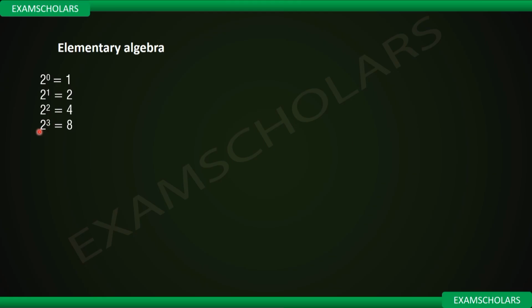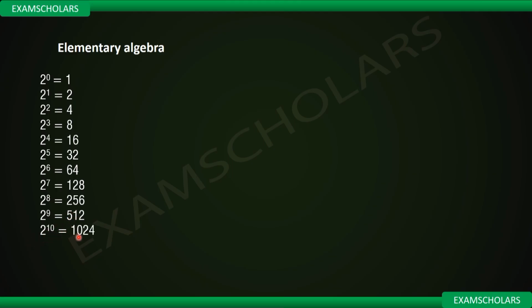2 raised to power 3, that will give us 2 raised to power 2 times 2, or 2 times 2 times 2. 2 times 2, 4, times 2, 8. Now 2 raised to power 4, that will give us 16. 2 times 2 times 2 times 2, that will give us 16. That is 8 times 2. The next one, 2 raised to power 5, you have 32. 2 raised to power 6, you have 64. You just be doubling this one. 2 raised to power 7, you have 128. 2 raised to power 8, you have 256. 2 raised to power 9, you have 512. And we are stopping here. 2 raised to power 10, 1024. Or maybe 2 raised to power 11, 2048.